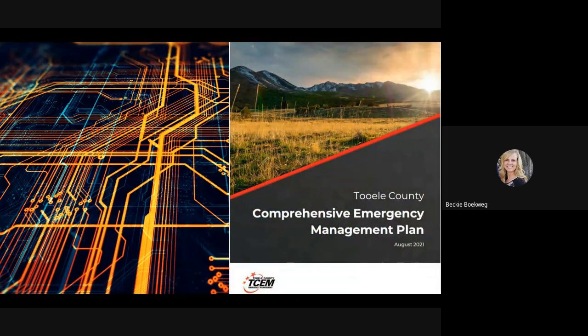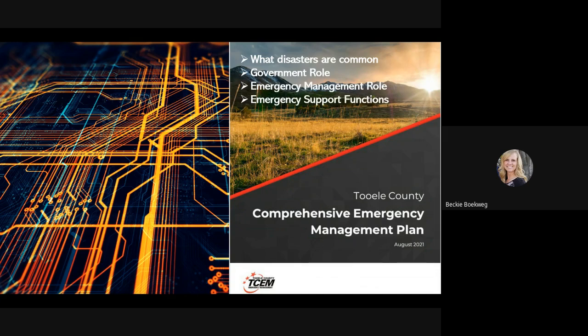The first one is the Comprehensive Emergency Management Plan, or the SEMP. This plan is the plan that basically covers what disasters may happen and what the role of government and emergency management have to play in a disaster and what the emergency support functions are and how government supports response during disasters and all major emergencies, and the organizational and planning structure that is used to accomplish the goals and objectives set forth to take care of the issues that arise during significant events within the county.